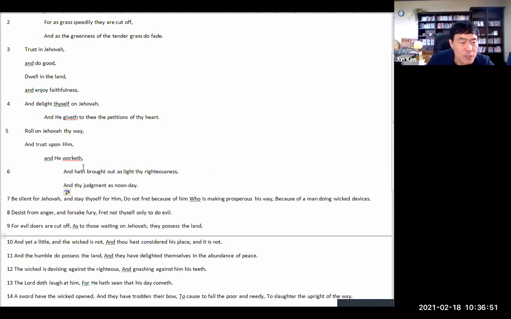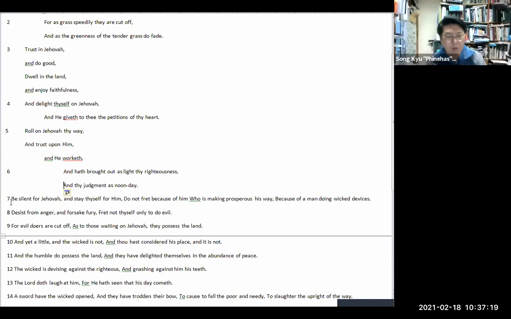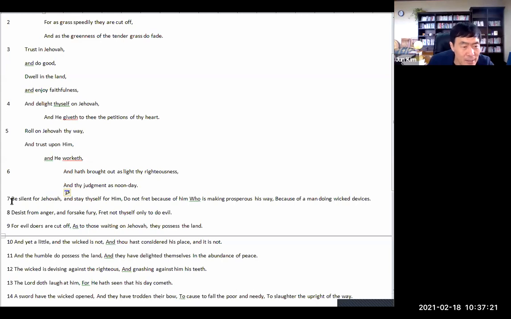So he will work what? He will bring your righteousness as light, and he will bring the justice as noonday. So they belong to the same level. Are you following me? Okay, let's move on. What about be silent for Jehovah and stay thyself for him? How do you understand this then?